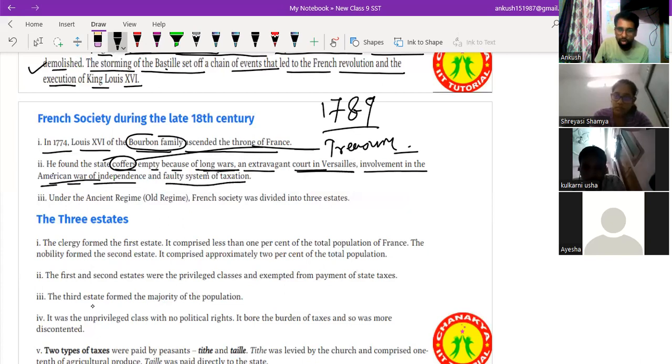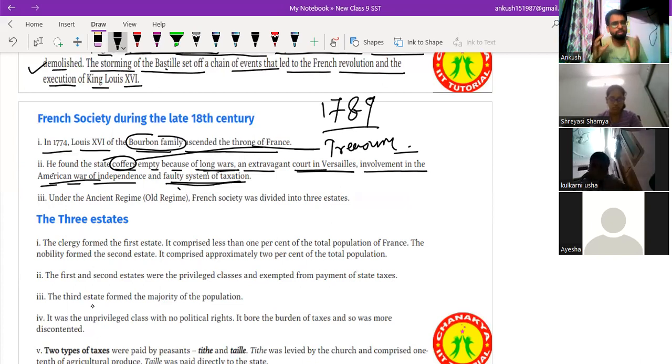The American War of Independence and a faulty taxation system where people were paying the taxes, but those taxes actually vanished and were not actually counted there in the treasury. Okay, and that is why the treasury became empty.